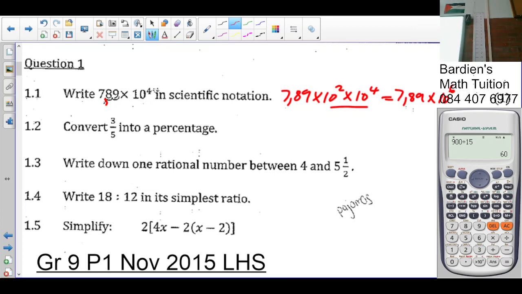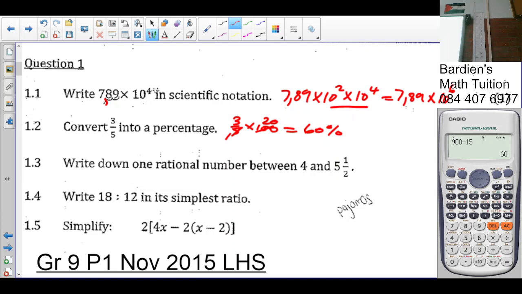This is convert 3 over 5 into a percentage. So what I do is I say 3 over 5 times 100. So 5 and 5 once, 5 and 100, 20 times, so the answer is 60%. Or you could have put it in your calculator.